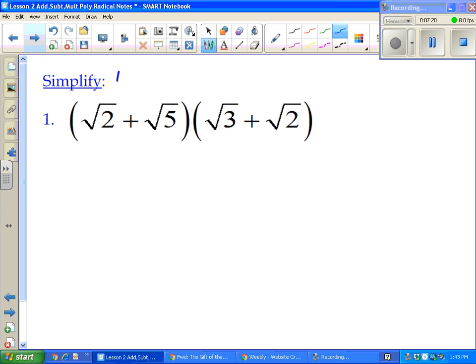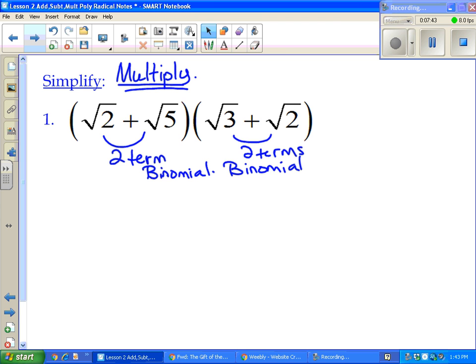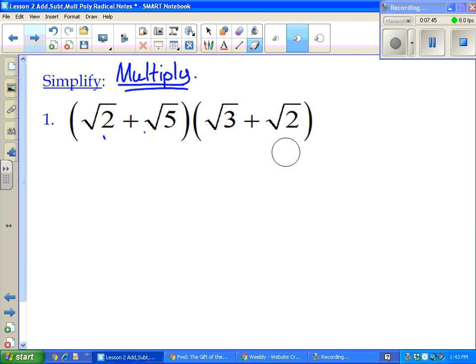Now we're coming up to the part where we need to simplify. And of course, parentheses times parentheses means to multiply. Here you have 2 terms. Also over here you have 2 terms. So I am multiplying a binomial times a binomial. I'm going to end up with 4 terms. So I'm going to end up doing a lobster claw like we've done in the past. So let's see if we can remember how to do lobster claw or FOIL method.